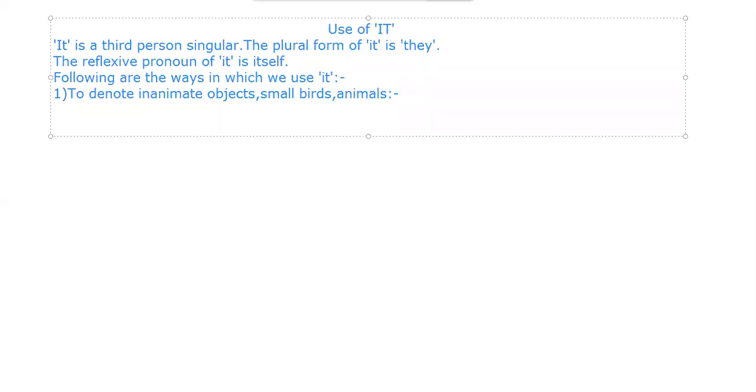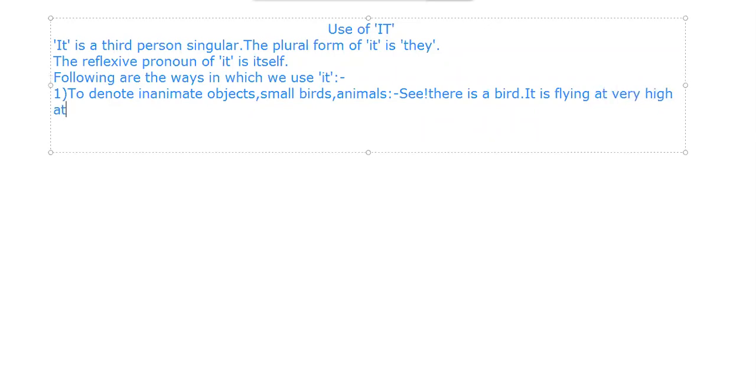So if I say, there is a bird, it is flying at very high altitude, right? So we use the word it here.